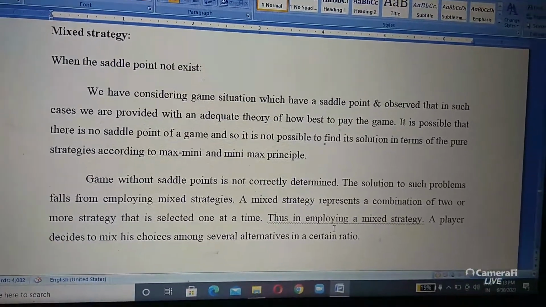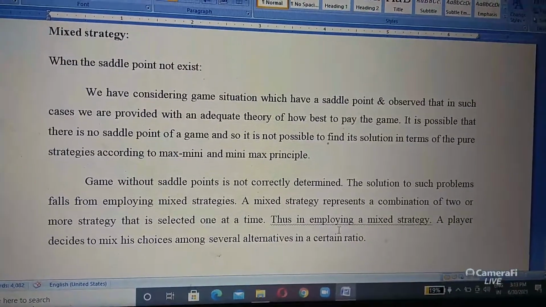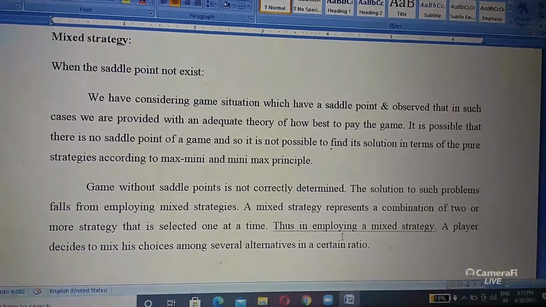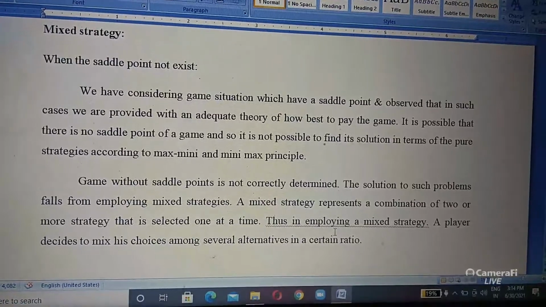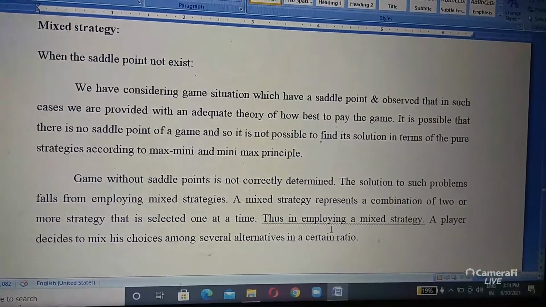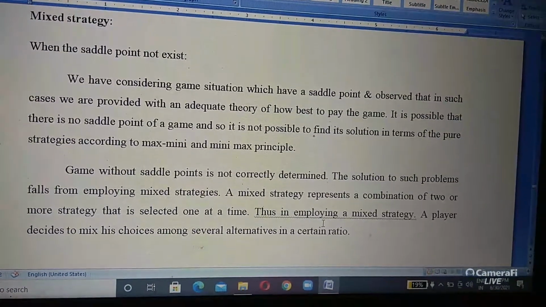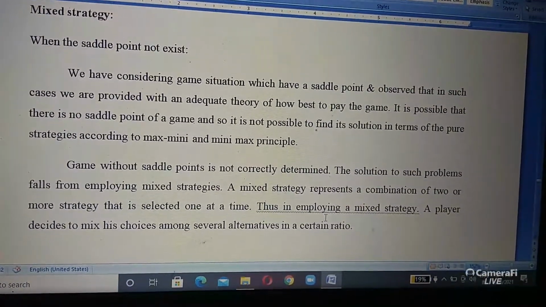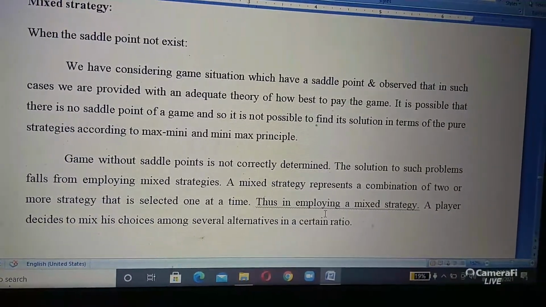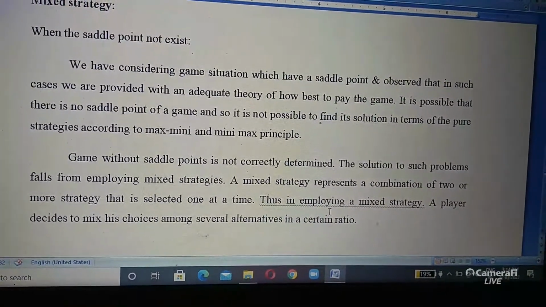Okay, you see the mixed strategy, used when the saddle point does not exist. In the previous problems the saddle point existed, but the other name of mixed strategy is when the saddle point does not exist. We have considered game situations which have a saddle point and observed that in such cases we are provided with an adequate theory of how best to play the game. It is possible that there is no saddle point in a game, and so it is not possible to find its solution in terms of pure strategies according to the maximin and minimax principle.